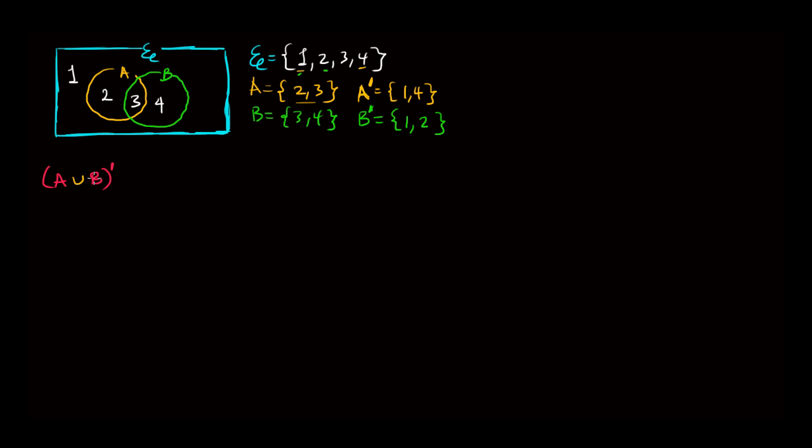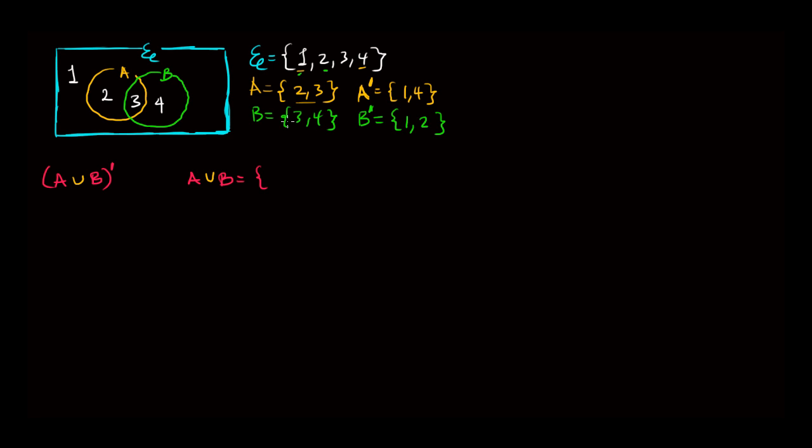Don't just go ahead and find A union B complement like that using these sets here. Find A union B, the one inside the bracket, first. First find what is inside the bracket. We have A union B. Find what A union B is.